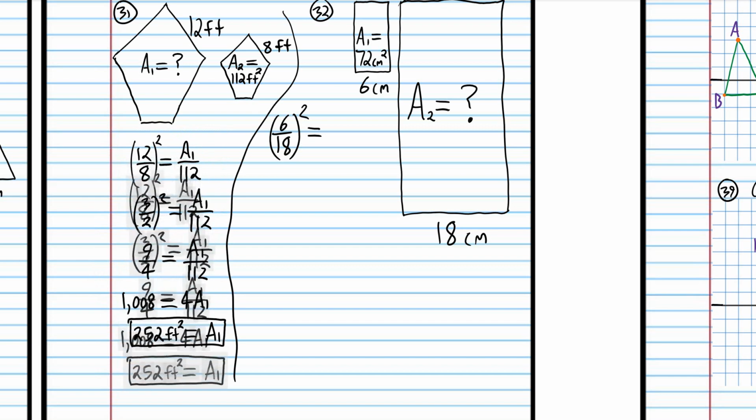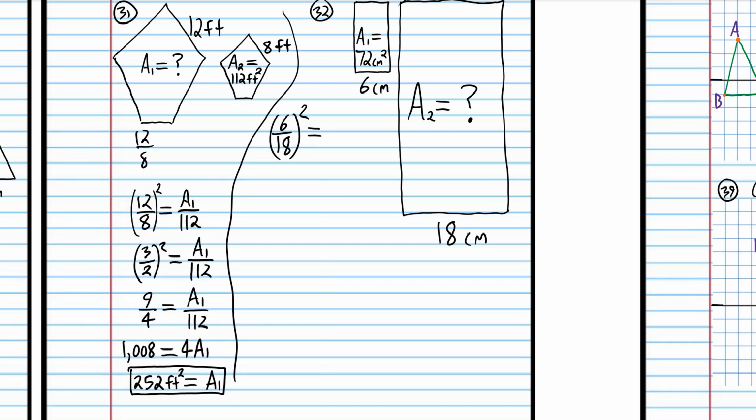just for educational purposes. So 12 over 8 squared is equal to area 1 over area 2. So that just shows what exactly we're doing. So over here, 6 over 18 squared is equal to A1 over A2. And reduce 6 over 18. Actually, before we reduce, let's go ahead and plug in the known area. So A1 is 72. We have A2. Reduce 6 over 18, and we have 1 over 3.